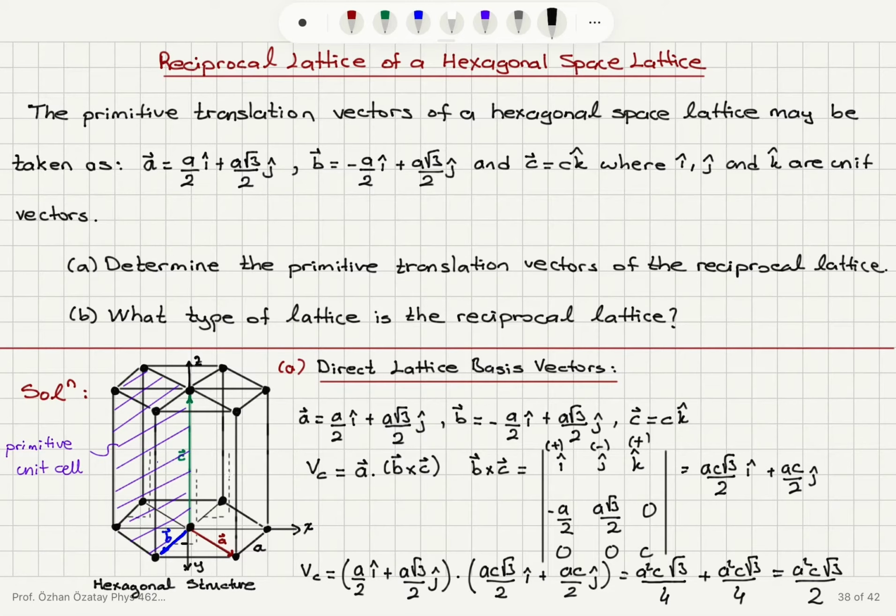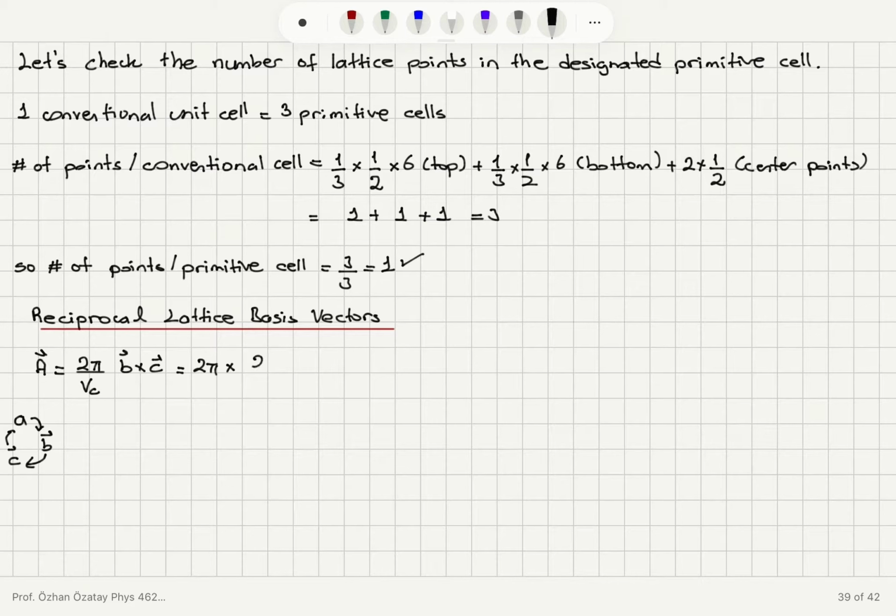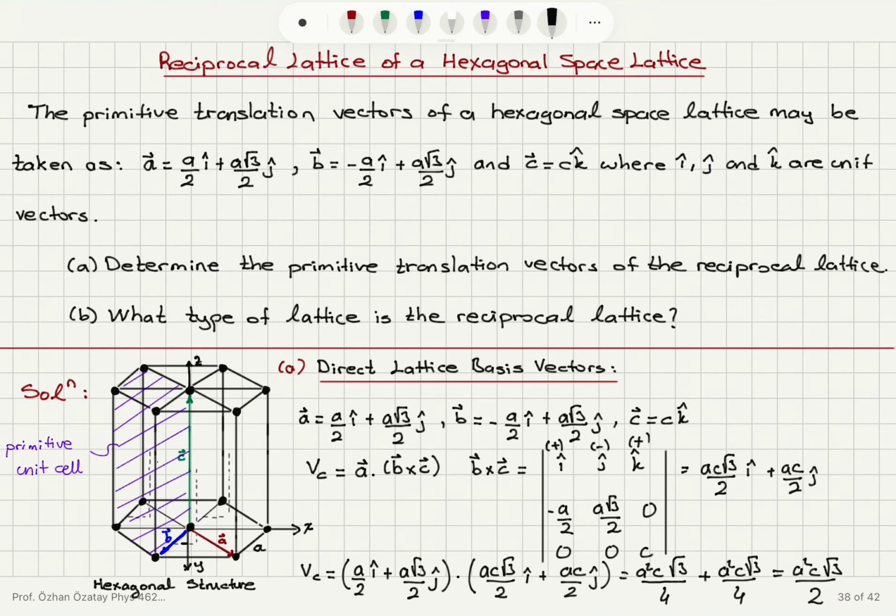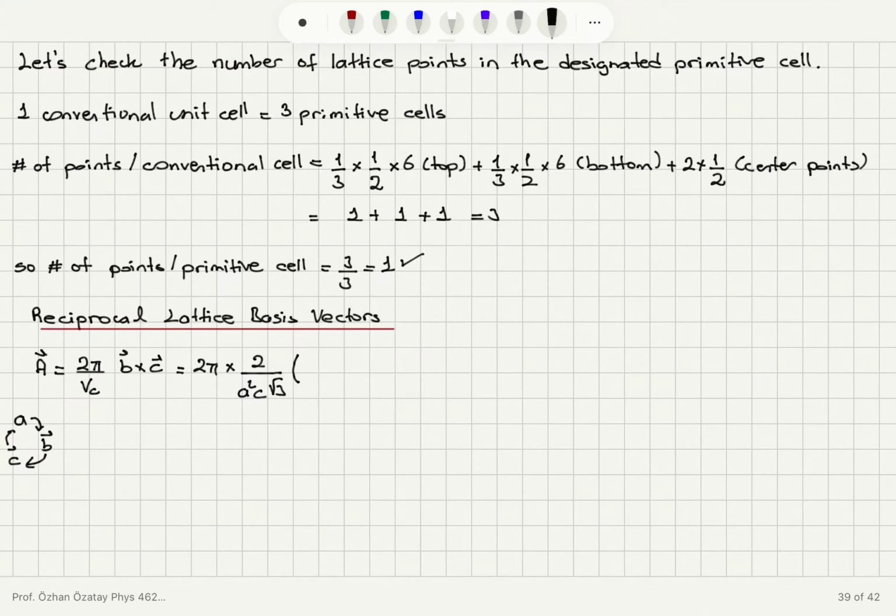Okay, so this will give us 2 pi multiplied by 1 over the volume of the conventional cell. That's 2 over A square C square root 3. Then I have the cross product B cross C. I have evaluated that here. It is AC square root 3 over 2 I hat plus AC over 2 J hat.